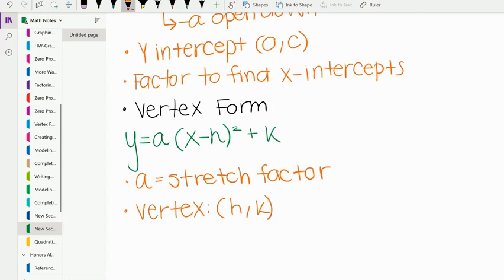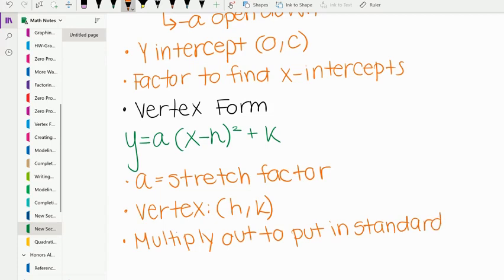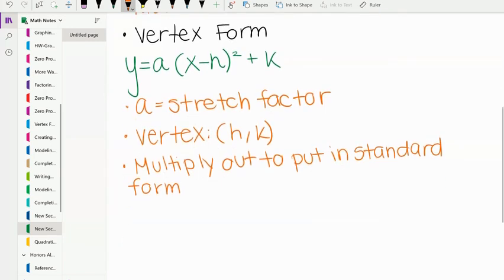Now, if we wanted to put it in standard form, we could multiply out to put in standard form. And then we could put it in factored form from there by factoring. So what this lesson is about today and tomorrow is switching from form to form.